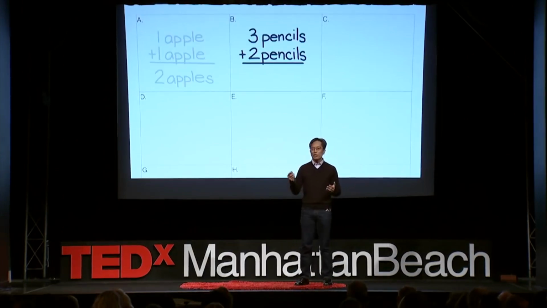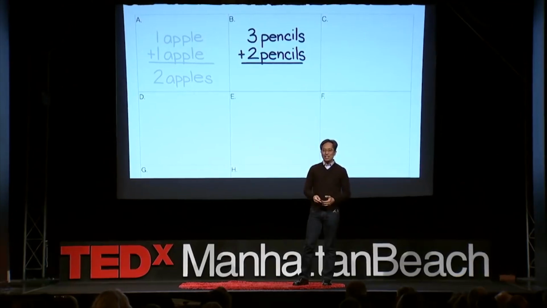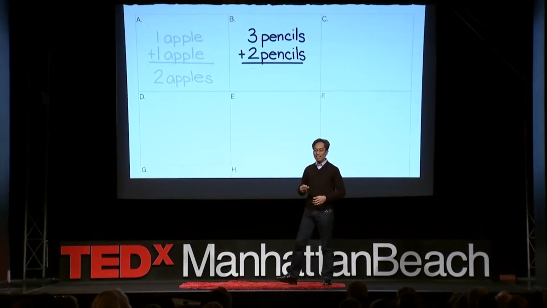Next is 3 pencils plus 2 pencils. You all know that pencils plus pencils give you pencils. So everyone, how many pencils? 5 pencils. 5 pencils is right. And the key is you included the words.